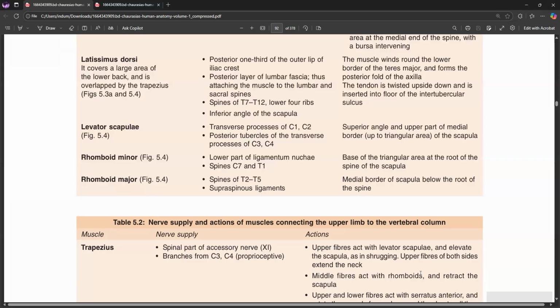Rhomboid minor, figure 5.4. Origin. Lower part of ligamentum nuchae, spines C7 and T1. Insertion. Base of the triangular area at the root of the spine of the scapula. Rhomboid major, figure 5.4. Origin. Spines of T2 to T5, supraspinous ligaments. Insertion. Medial border of scapula below the root of the spine.